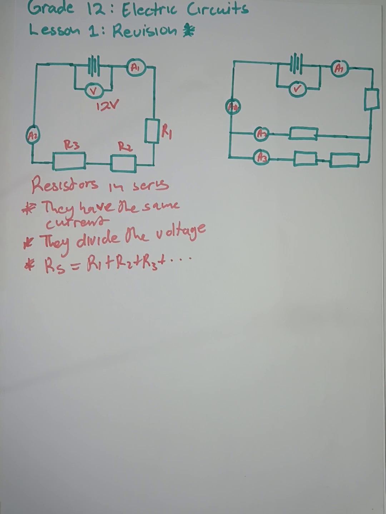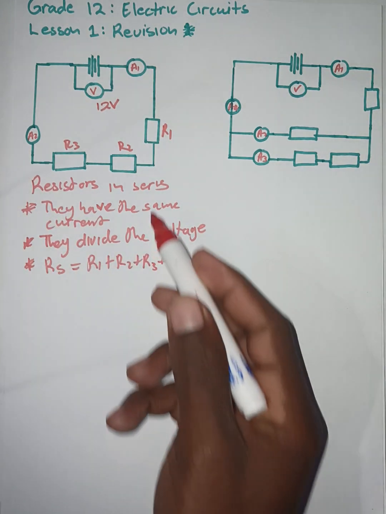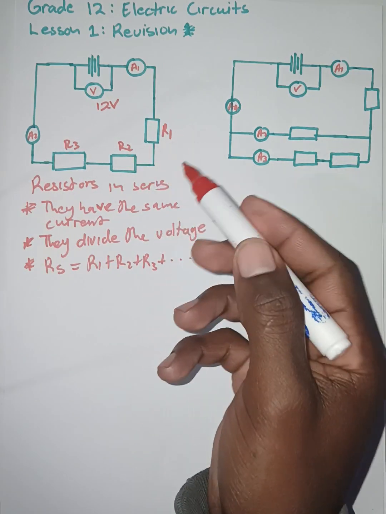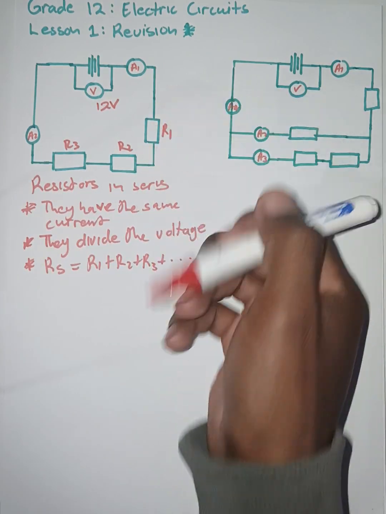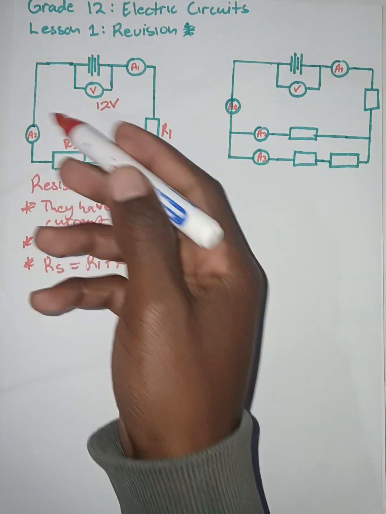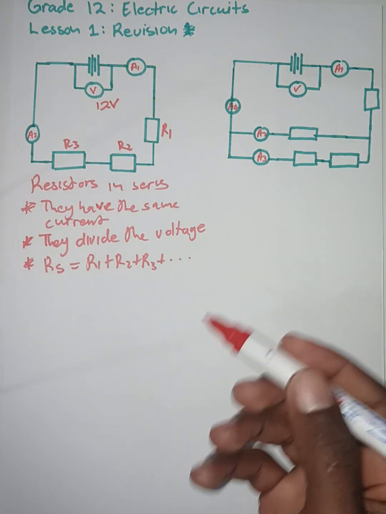So that's the way you would calculate the resistors that are in series with one another. You just take R1 plus R2 plus R3, and if you have a fourth resistor, you say plus the fourth resistor.